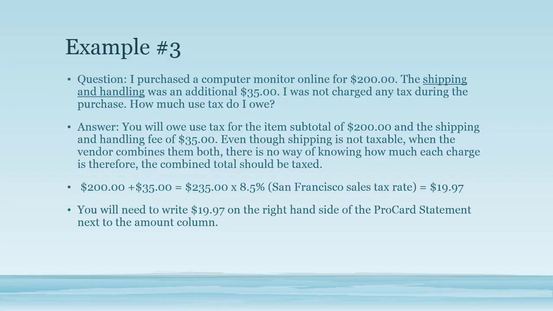You will calculate $200 for the item plus $35 for the shipping and handling, totaling $235. Multiply that by 8.5%, which is the San Francisco sales tax rate, giving you a total of $19.97. You will need to write $19.97 on the right-hand side of the ProCard statement next to the amount column.